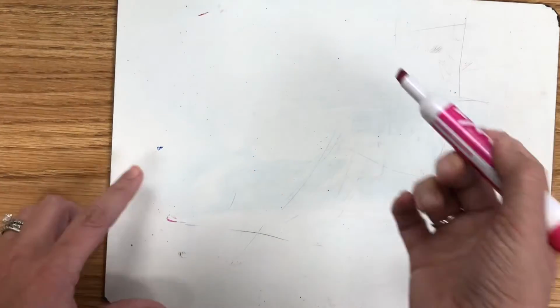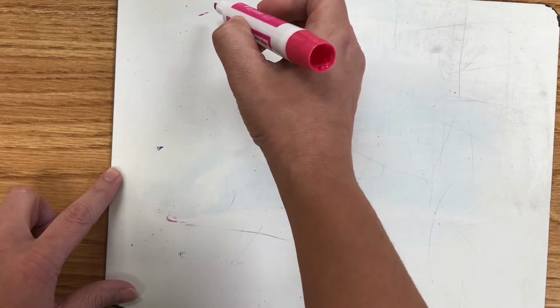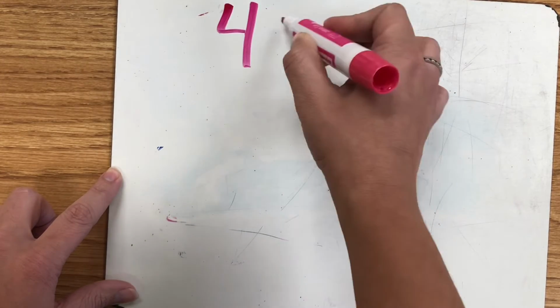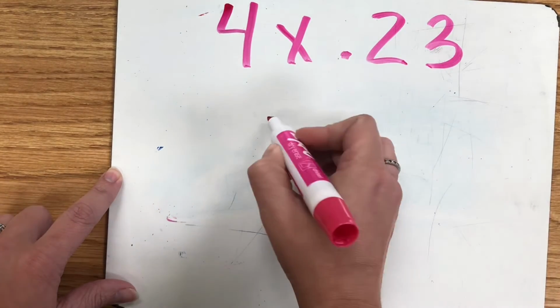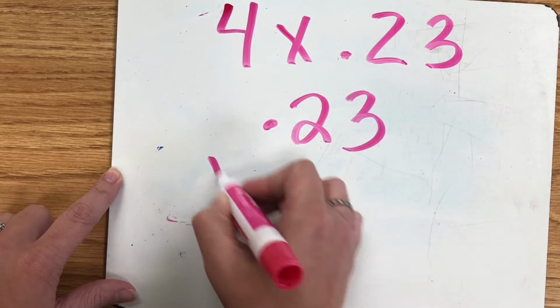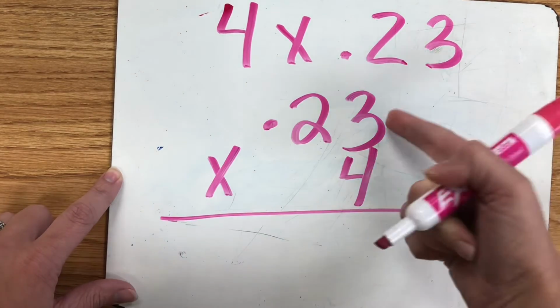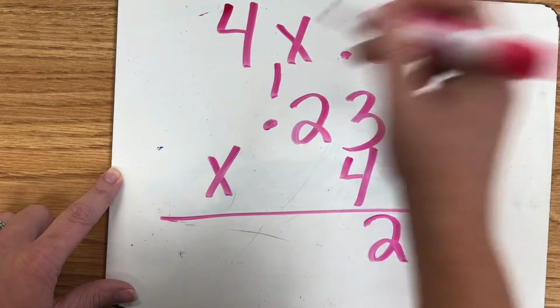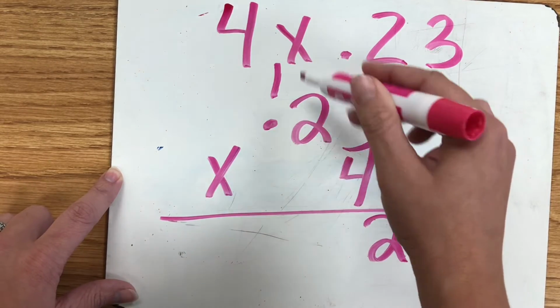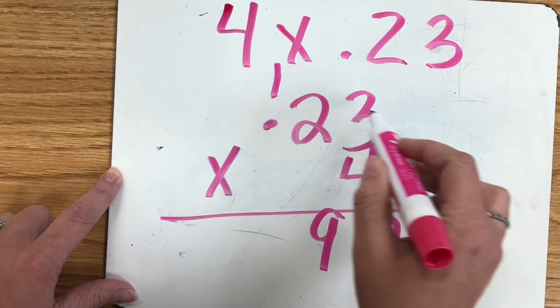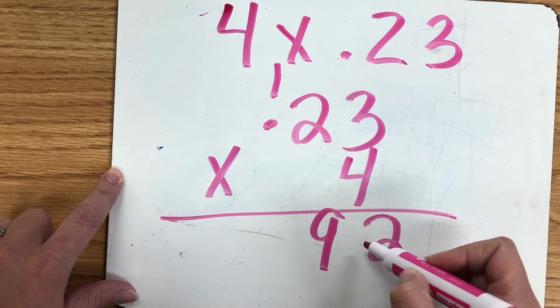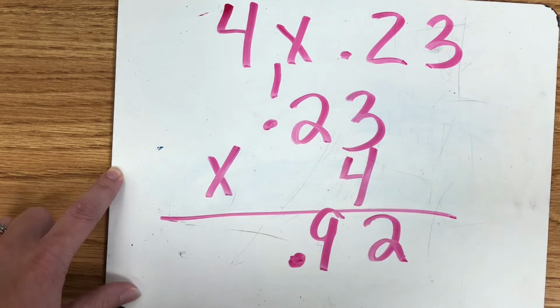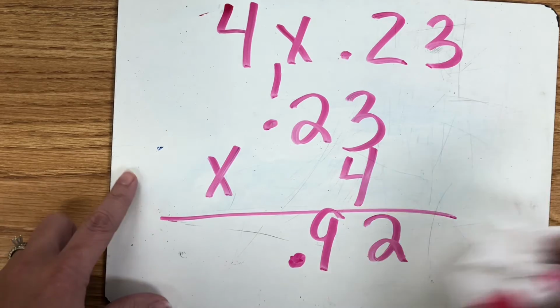Okay, we'll do another one. So in your book, it would show it written like this, horizontally. I like to rewrite them. 23 hundredths times 4. 4 times 3 is 12. 4 times 2 is 8, plus 1 is 9. 2 places behind the decimal. If you remember, your decimal is always at the end of a whole number, and you just move it over 1, 2, and that's your answer.